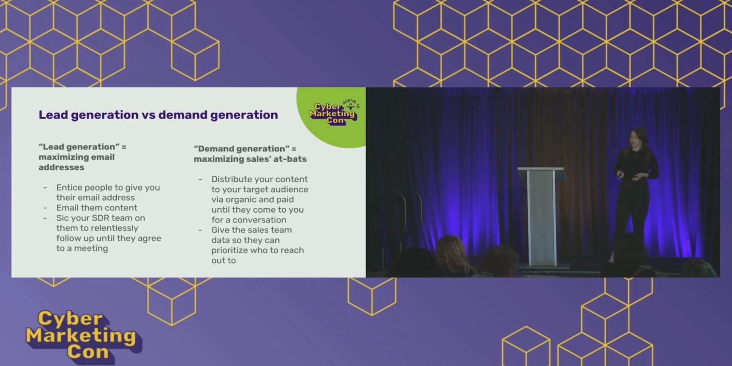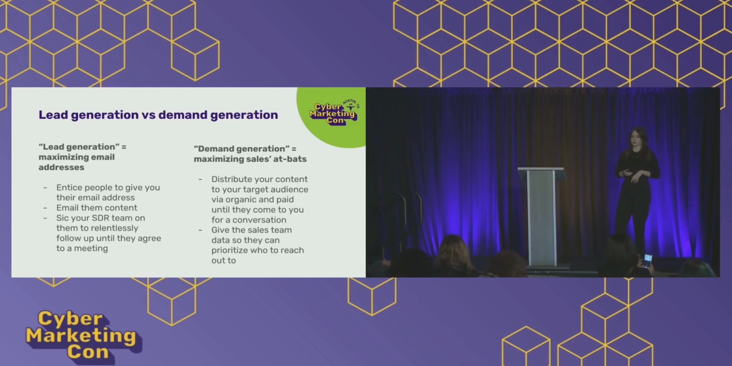Versus demand generation, which, this is a casual definition, but what I mean by that is instead of maximizing email addresses, we're focused on maximizing sales' number of at-bats, the number of actual conversations that they're having with prospects. So I think there are two main ways to do this. The first is focusing on distributing your content, brand recognition, a lot of the things that Tom talked about yesterday, until people come to you asking to hear about your product. And number two, equipping your sales team with really good data so that they can prioritize and effectively manage the outbound that they're doing.